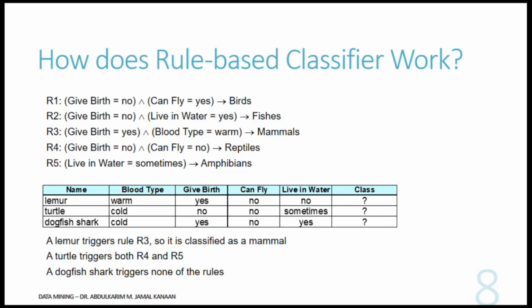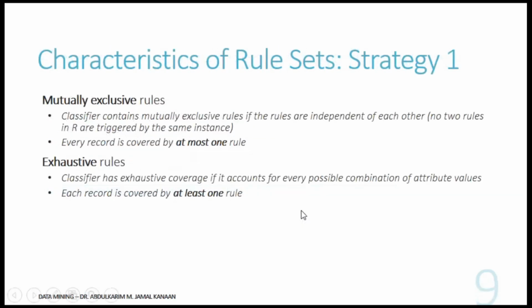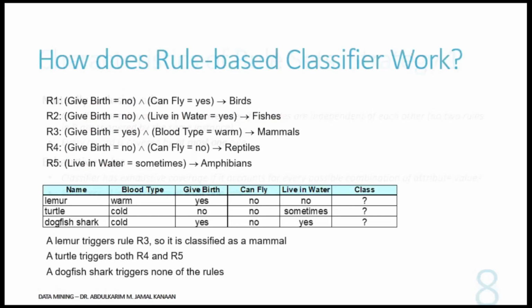Now for the second one, the turtle. We need to check which rule or which condition is going to be satisfied or triggered. For rule one, it requires give birth no, can fly yes. Give birth is no, so there's one match. How about can fly? Yes versus no, so it cannot trigger rule one. How about rule two? Give birth no, also this is no. Live in water yes, here sometimes, so it also cannot trigger rule two.